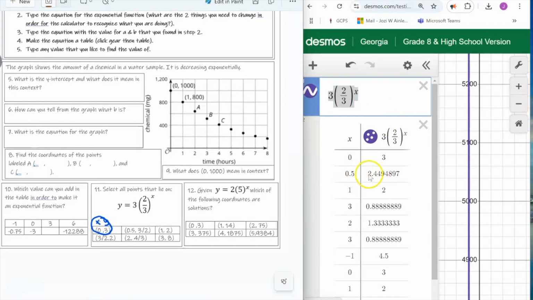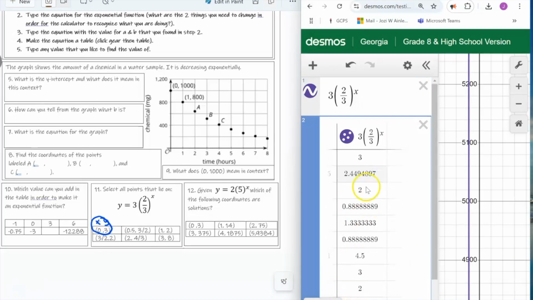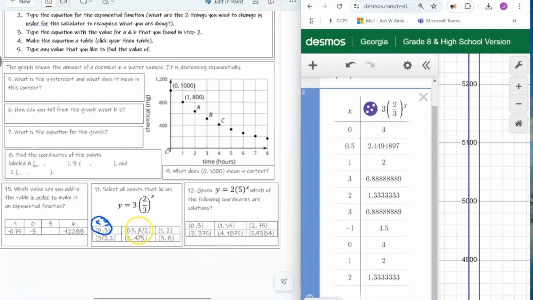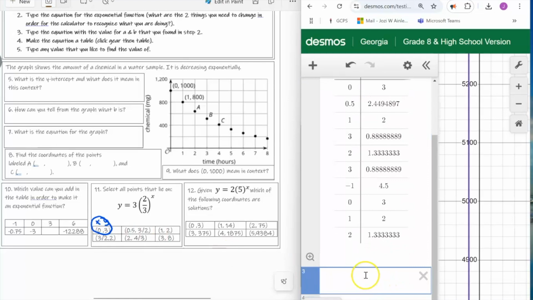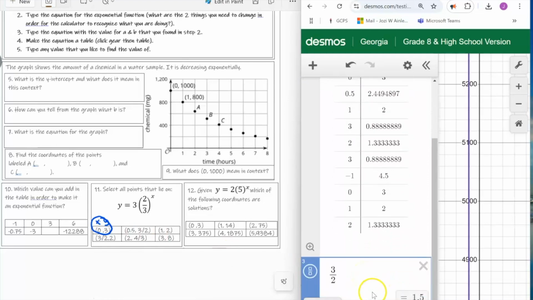About 0.5. Here we have 2.449. Is that there? 3 divided by 2? I don't know. Let's look at that. 3 divided by 2 is 1.5. But if you don't know, you're going to look. So is 2.449 the same as 1.5? No. So that's not a solution. What about 1, 2? Yep. 1, 2 is right there.